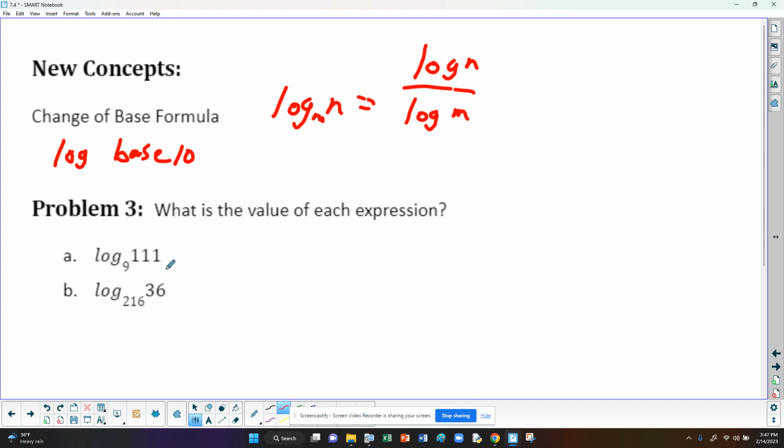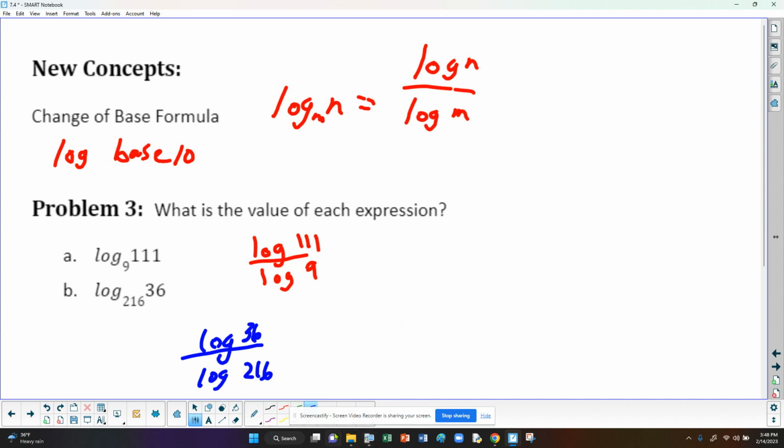So heading down to here, we have a log base 9 of 111. This is going to be log of 111 divided by the log of 9. In our second problem there, we'd have the log of 36 divided by the log of 216. So we should be able to use the common log to find any log that we want by using this change of base. So I'm going to head to my calculator. We'll solve both of those, and then I'll have the answer to the now try after that.